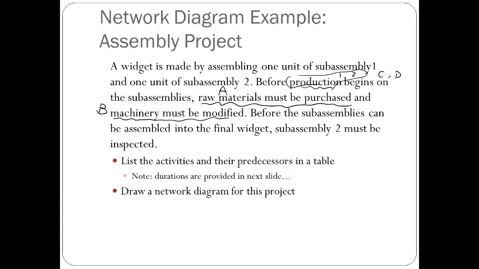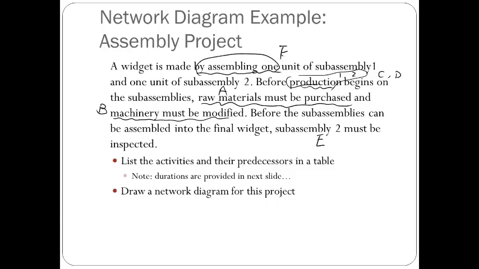And then after you have a production, it said before the assembly lines can be assembled, before you assemble them, you need to inspect sub-assembly 2. Okay, so 1 does not need to be inspected, but the 2 needs to be. So we'll name this as E. And then F will be assembly.